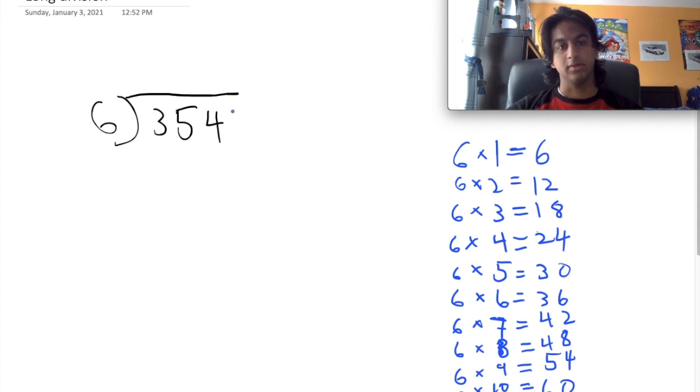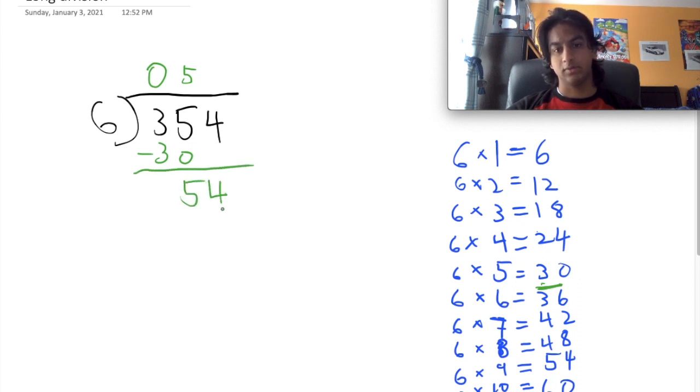Alright, so let's see. Can 6 go into 3? No, because 3 is smaller than 6, so it cannot. So what we have to do is first put a 0 here, and now we can divide 35 by 6. How many times does 6 go into 35? Well, let's find out. 35 in our chart is about right here. So we know that it's going to be between 5 and 6. You can't go over, so let's put a 5. And then 5 times 6 is 30, so we have to subtract now.